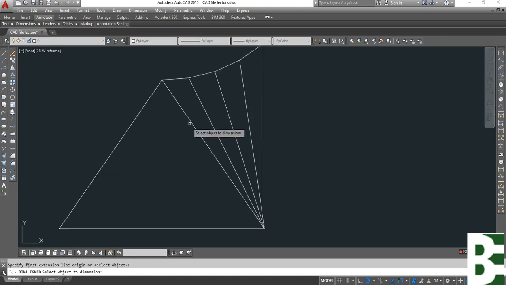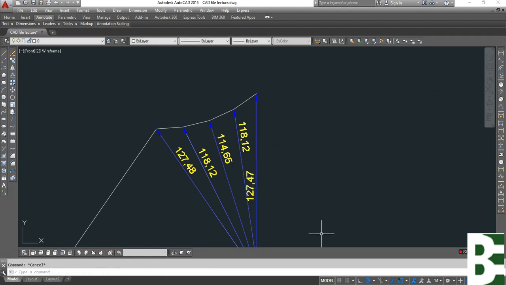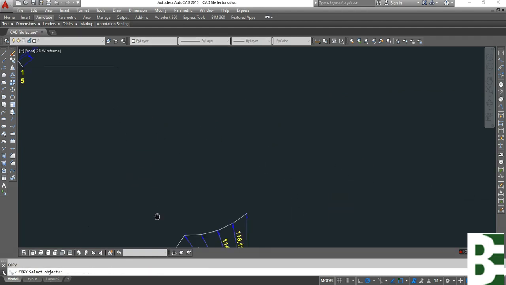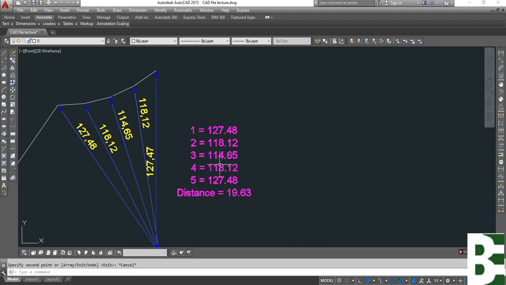Draw a line from bottom to top. Look at this, 127.48, 118, number 3, number 4 and number 5. This is our final dimension from this table. As you can see, our transitions are equal from all sides.